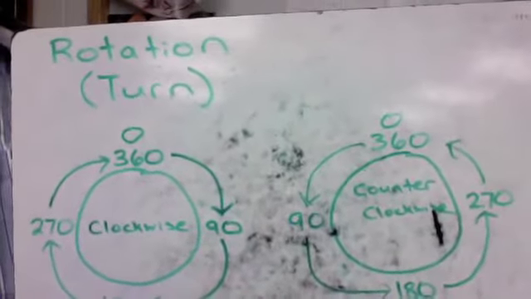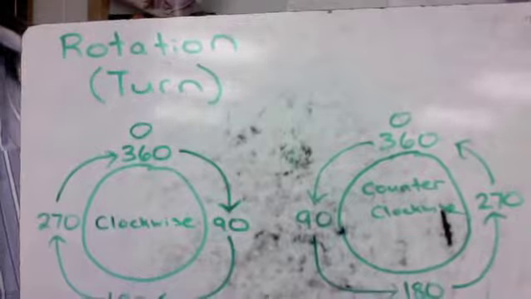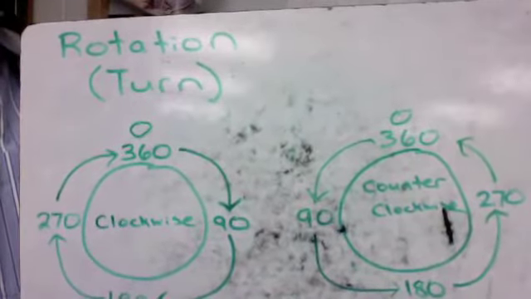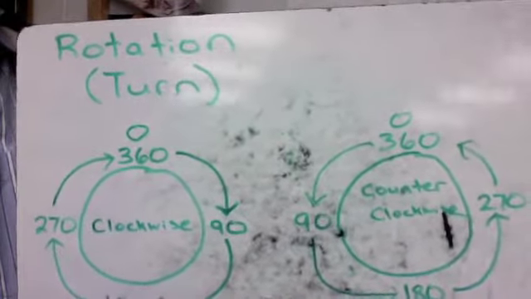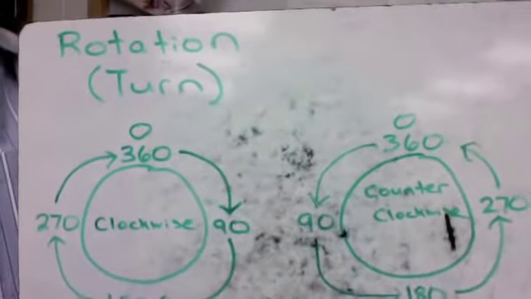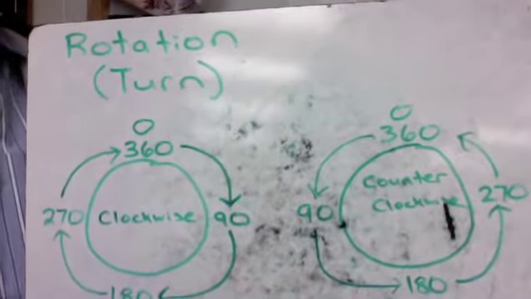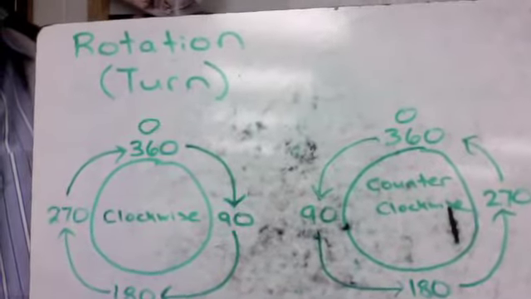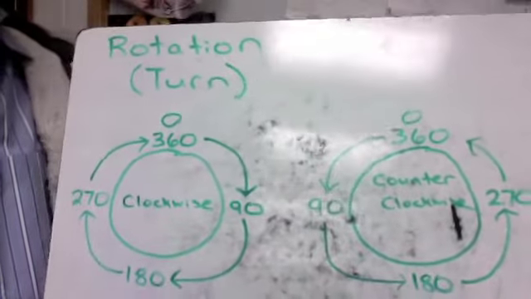And I'm always going to relate this to a clock. I think it's the easiest way to do it. And that's basically what you do when you make a rotation, is you either rotate it clockwise or counterclockwise. Okay? First, we need to make sure we understand what clockwise and counterclockwise is.